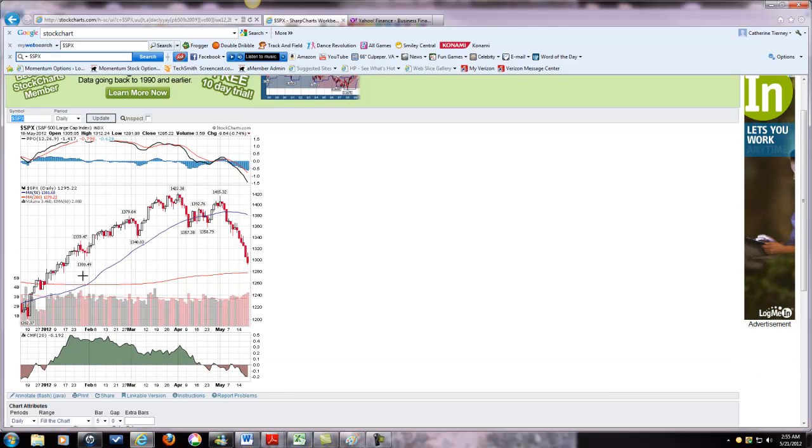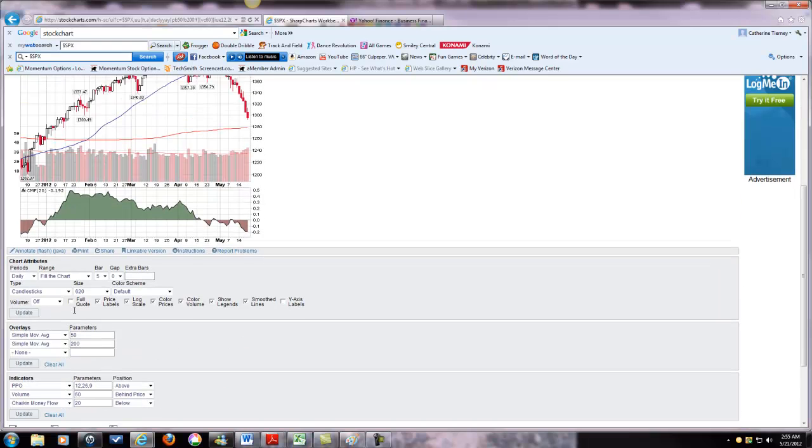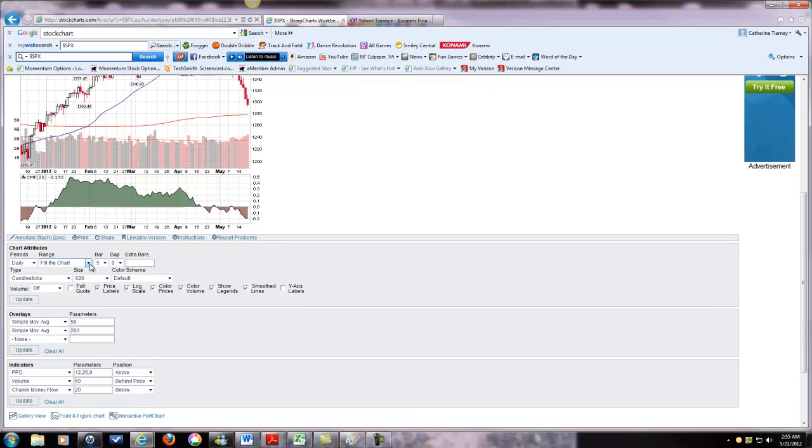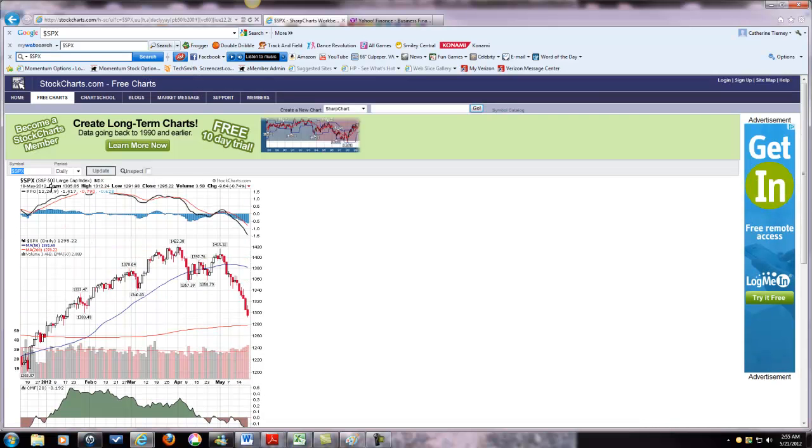As you can see, we probably need to go a little bit further out, because as we've come up and then come back down, I want to see how far it can go below 1200. So you want to come down here, and where it says fill in chart, you can make it 2 years, 3 years, or even more. But for now, I just want to do the 2 year, and then we're going to do a weekly bar.